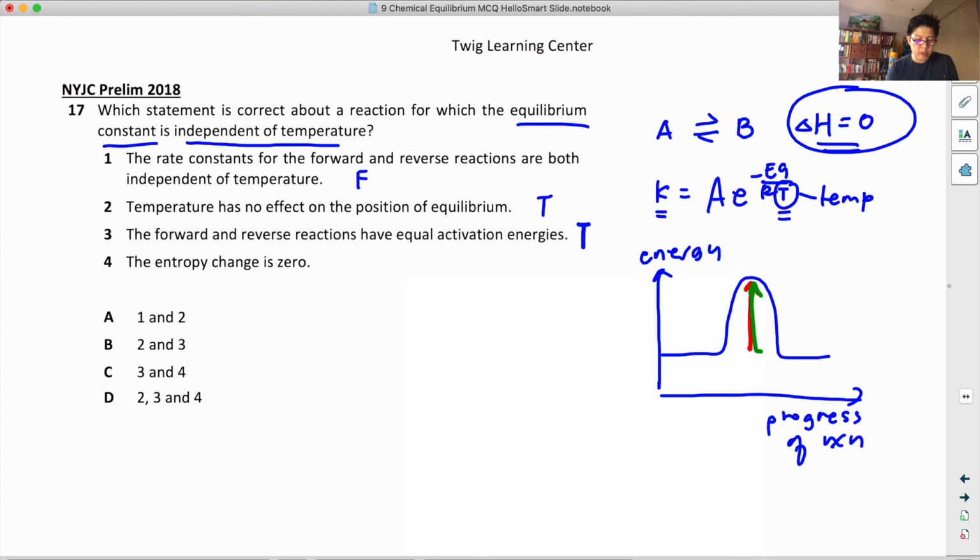The entropy change is 0. Entropy change, you can't tell from this part here, right? So I don't think you can tell anything about entropy change based on this. So I put false. Yeah. Okay, so this means that the answer must be 2 and 3. Okay, 2 and 3. Okay, let's move on to question 18.